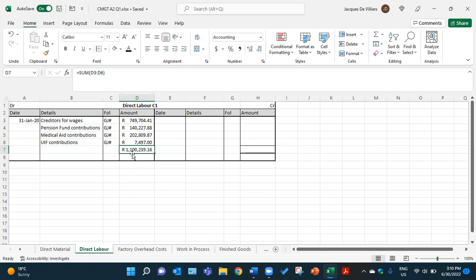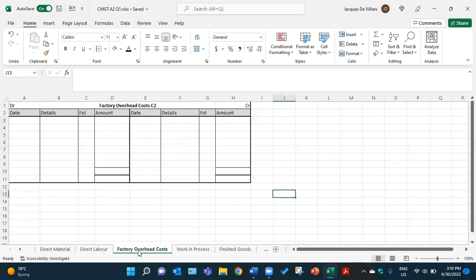Okay, I know that it must balance, so I take that same amount and I put it on this side. And guess what happens? The account that I balance it with, once again, is my work in process account. And it is that exact same amount. And I am done with my direct labor GL account.